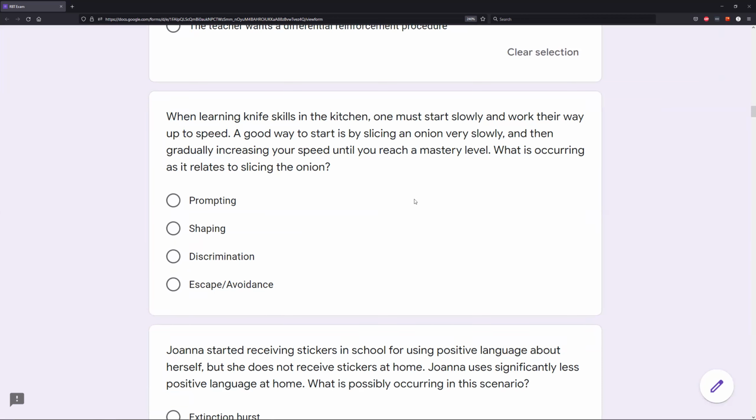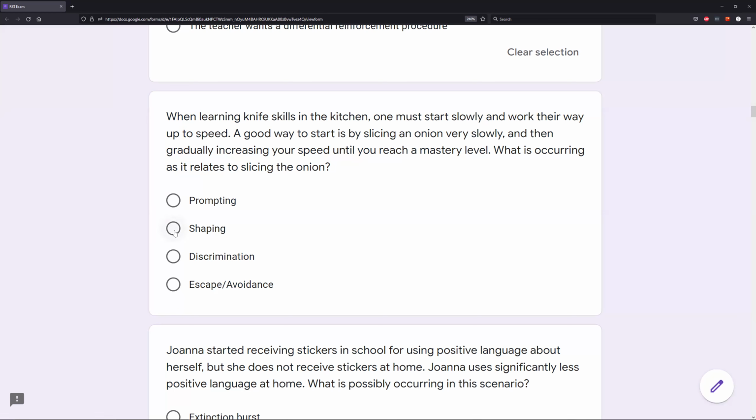Okay? Shaping, when we shape, we start with some version of a skill. Think about, let's say we're trying to teach imitation, and we want to teach our client to raise their arms in the air. When we first start, okay, as long as they move their arms slightly up in the air, we're going to reinforce. That's an approximation of the terminal behavior, which is arms fully in the air, okay? Same thing here. As long as you can slowly slice the onion, no matter how slow, we can build on that till we reach our mastery level. So you're shaping your behavior, this onion slicing behavior.